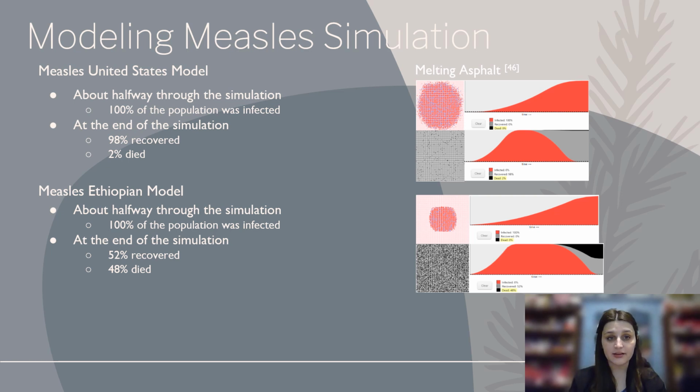I also ran a model in Melting Asphalt. In this, there is no immunization rate, meaning the entire population was infected. This being said, vaccination effect could be seen slightly via the death rate, as the United States has a much lower measles-related death rate due to higher vaccination rates. Only 2% died in the United States compared to 48% in the Ethiopian model.